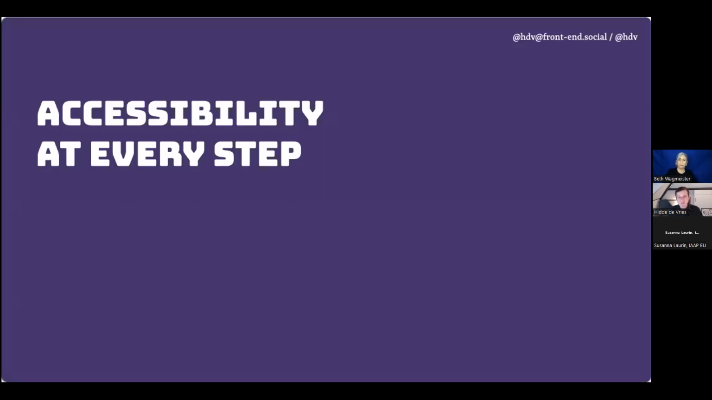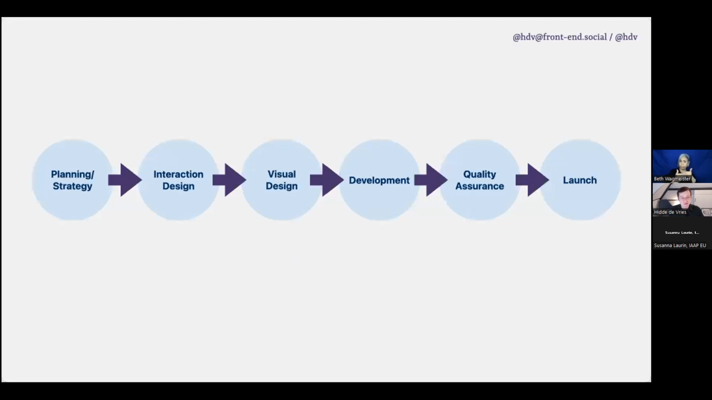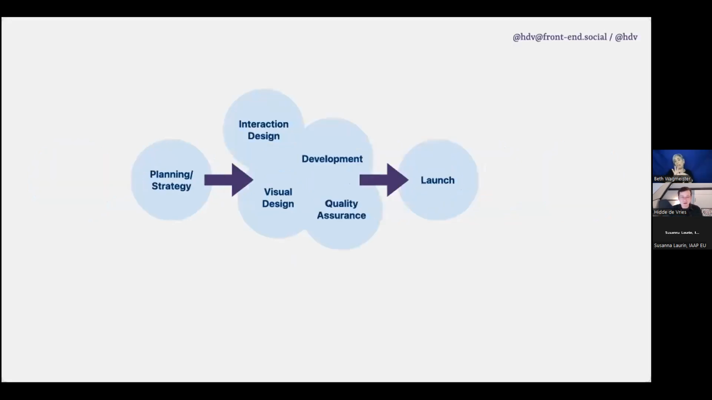Now, lastly, I want to show you that accessibility is something that you can and probably should do at every single step of your process. Some organizations have a very linear process, waterfall, going from planning to interaction design to visual design to development to quality assurance, and then they launch their thing. In reality, it more often looks a bit messier.